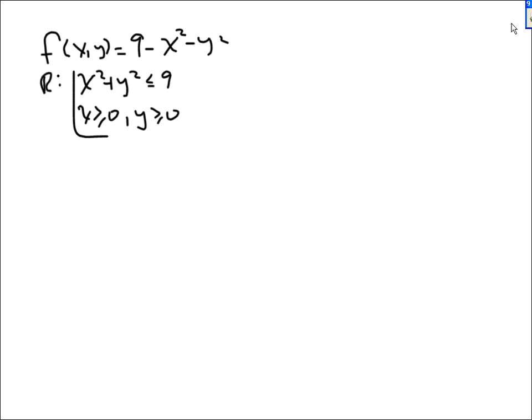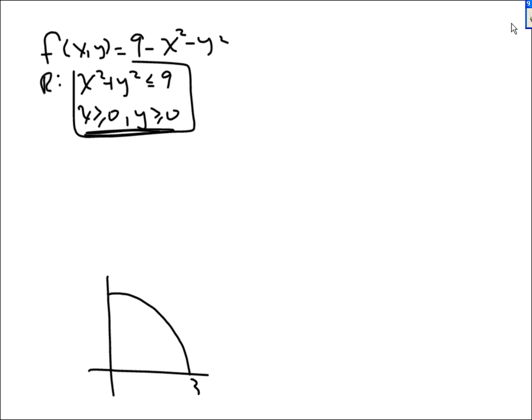Okay, well, this is x squared plus y squared equals 9 in quadrant 1, because x and y being non-negative means quadrant 1. That's a circle of radius 3. Remember, that would be r squared, so r would be 3. And it's less than, because everything on that circle and inside, but in quadrant 1.